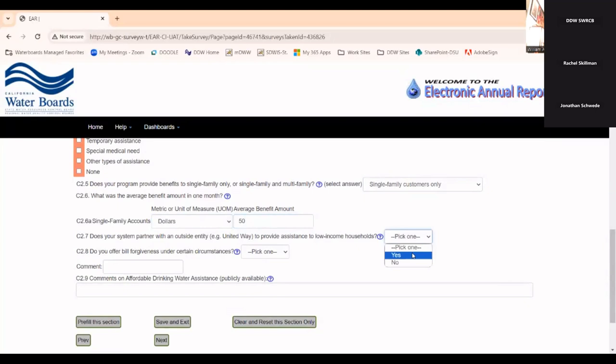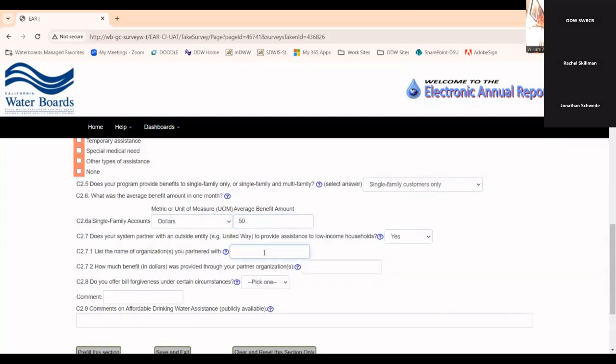You could say, yes, I am partnered with an outside utility, outside entity. Households, and then you can provide information here. Sorry if I'm a little bit hazy on this section. 8C was not my specialty, but it doesn't mean that we can't help you through it. So if you send us an email once again, we will be able to walk you through this.